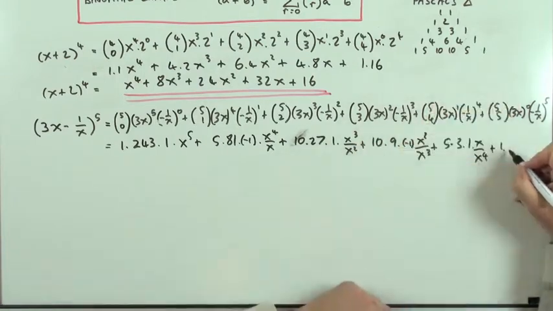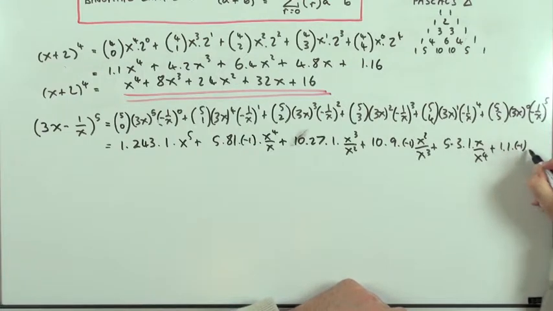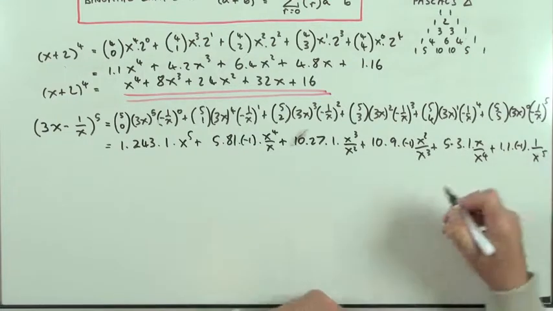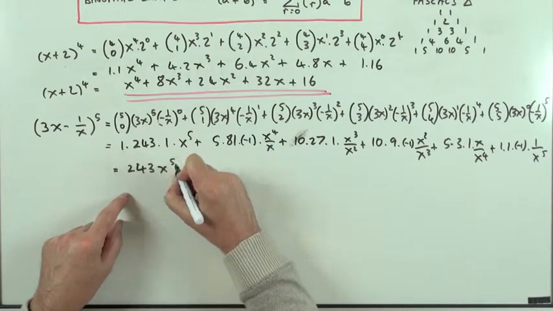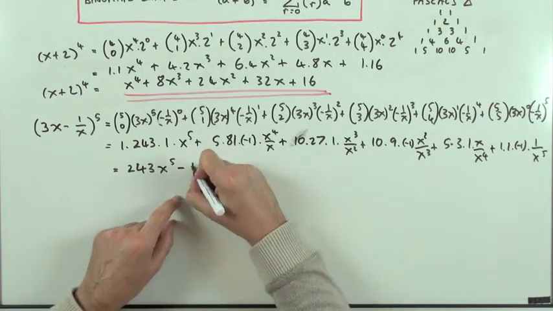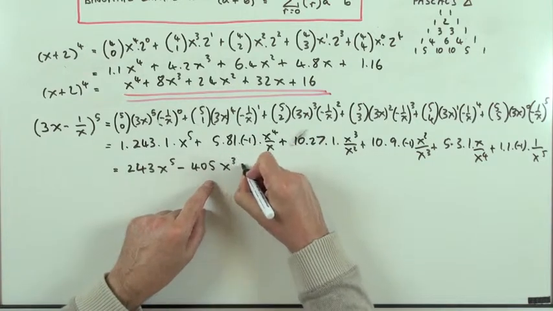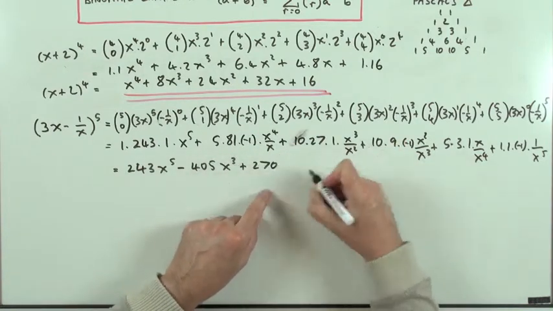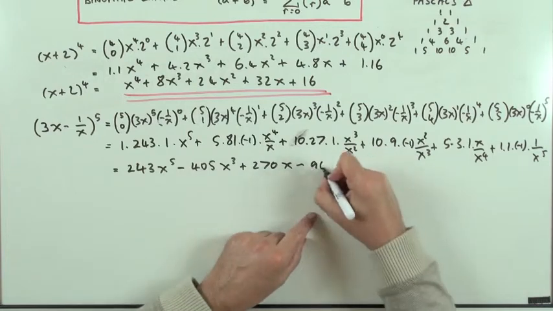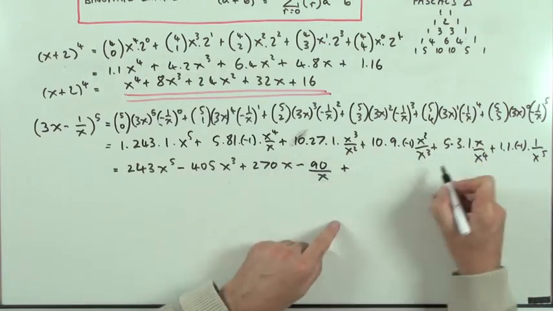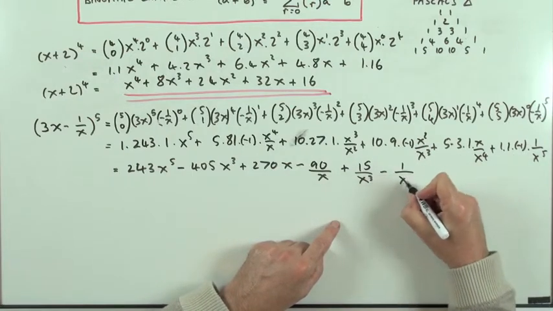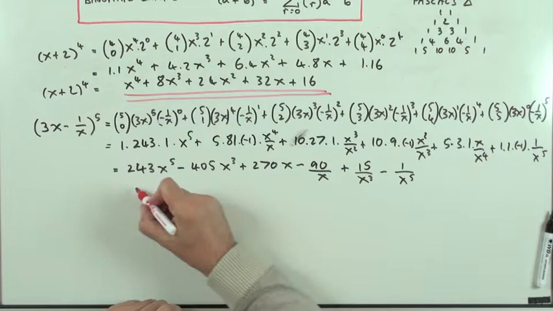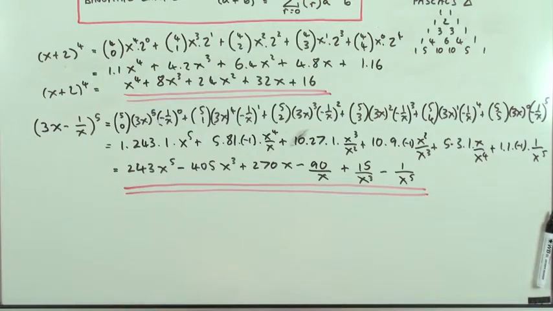Finally, 1 times just a 1 again, times a negative 1 odd power, so 1 over x to the 5. So what's that then? So that'll be 243 x to the 5 minus a 405 x to the 3 plus a 270, and that'll just be an x, minus a 90, but it'll be over an x, plus a 15, and that'll be over x cubed, and finally minus, and that'll be 1 over x to the 5. And that's that one done.